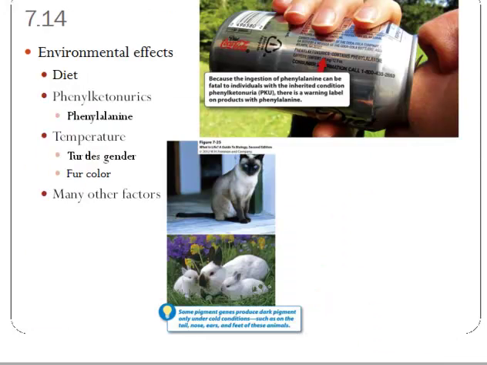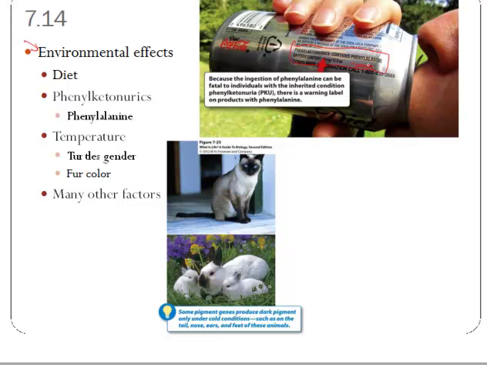Some other things that can have an effect on what your genotypes do and what phenotype you see are environment. So environmental effects, there's a wide variety of them. We'll just look at a couple. Diet. So diet can have an effect. If any of you have phenylketonuria, that means that your body can't break down the amino acid phenylalanine. So you need to watch out for things like Coke products, which contain phenylalanine, and not consume those products.